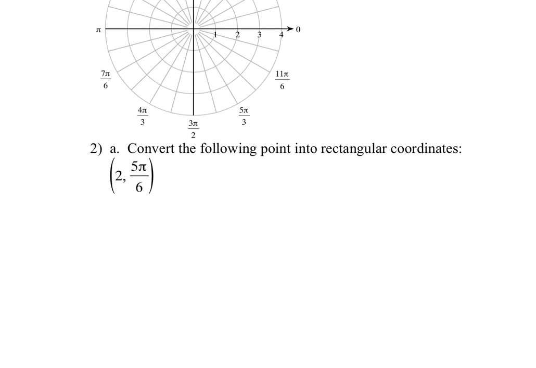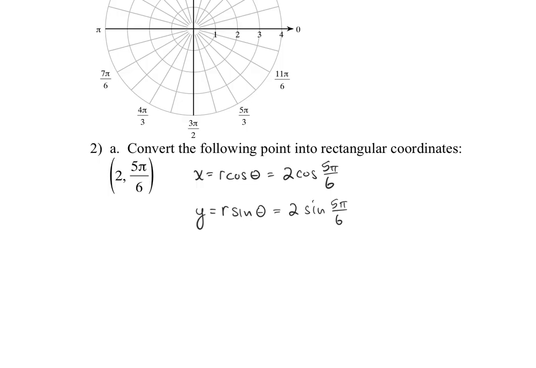When we're converting from polar coordinates into rectangular coordinates, rectangular coordinates have an x and a y coordinate, so we need to have the x coordinate and we need to have the y. The r value is 2, and then cosine of 5 pi over 6. The y value is 2 times the sine of 5 pi over 6.